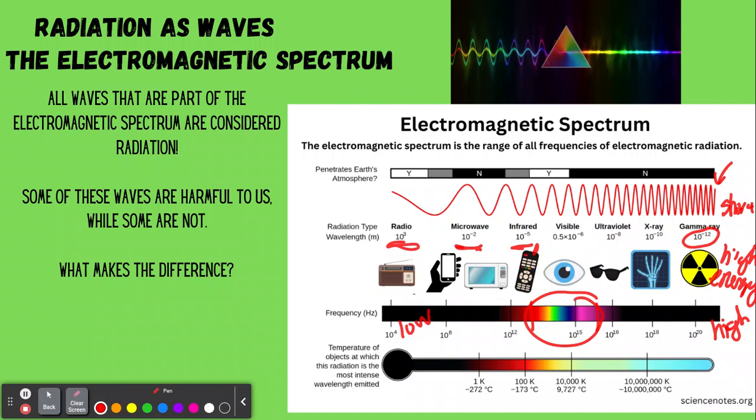Ultraviolet is beyond violet, which is right here, which is why it's called ultraviolet. And that is the type of radiation that we get from tanning or the sun. Okay, and then X-rays are next.